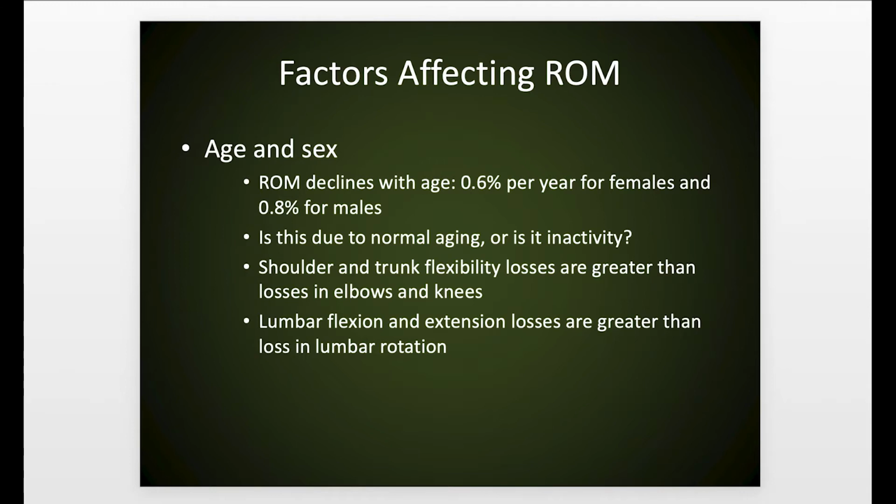And some of that has to do with the fact that if you look at the shoulder and the trunk, they can move in multiple different directions. So there's a lot more parts that are kind of intertwined together. And the elbows and knees, they're practically just moving in one direction. It's either flexion or extension. So it's a lot less complicated of a joint. Although it's still complicated, it's less complicated from a structural standpoint. The lumbar flexion and extension losses are greater than the loss in the lumbar rotation.